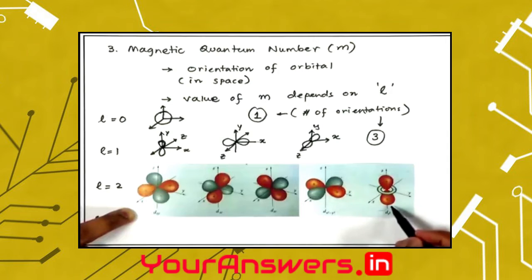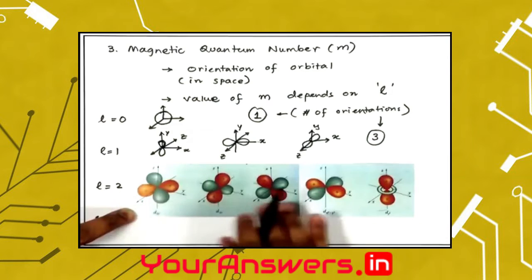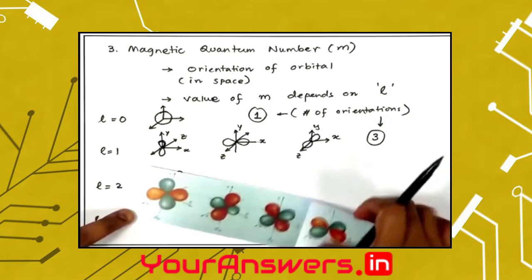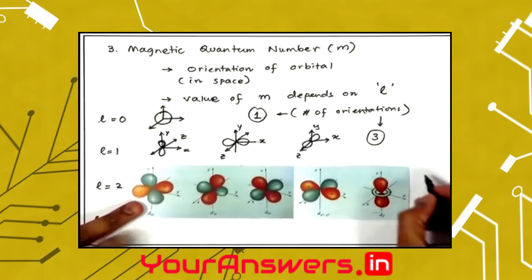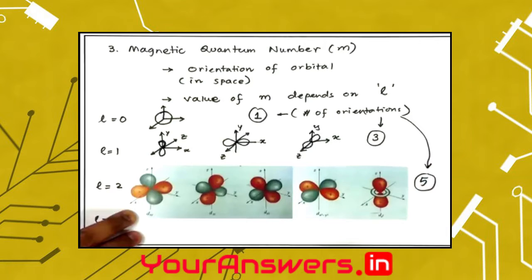This is slightly difficult to explain because it is a linear combination of 2 different orientations, but we see that there are 5 different possible orientations for d orbitals. So, for d orbitals, the number of orientations that are possible is 5.